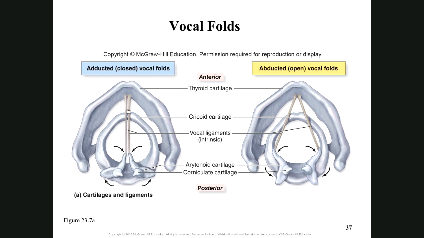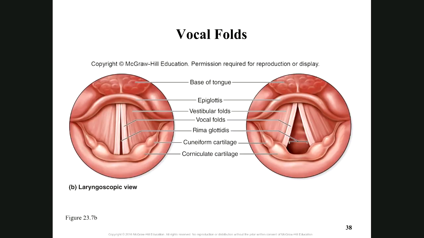As you see here, we have the slit or opening between these two folds, which we call the rima glottis. Look at this picture. This is the rima glottis, the opening which we have between these two true vocal cords or true vocal folds. Vibration of these folds can make sound for us.